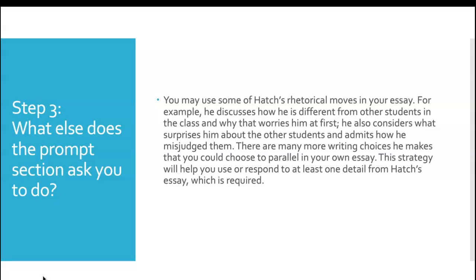So he sort of turns his whole experience into a learning experience. That's a great way to start. What did you get wrong at first, and how did you learn to fix it? That's basically what he's doing there.